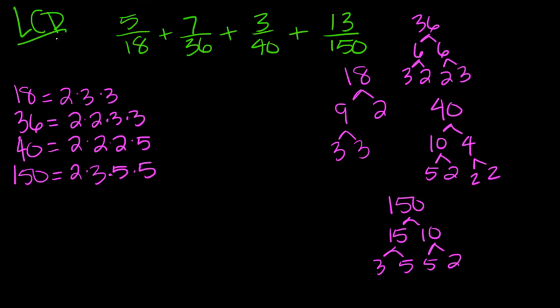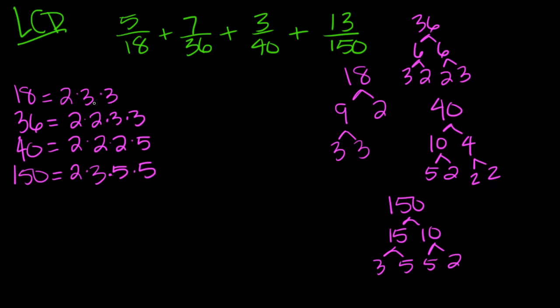Now, by definition, the LCD is really the least common multiple of the four denominators, right? Well, what does it mean to be a least common multiple? That means I'm looking for the smallest number such that 18 times something is equal to the LCD, 36 times something equals the LCD, and so on and so forth for 40 and 150. So I want the LCD to be a multiple of all four numbers.